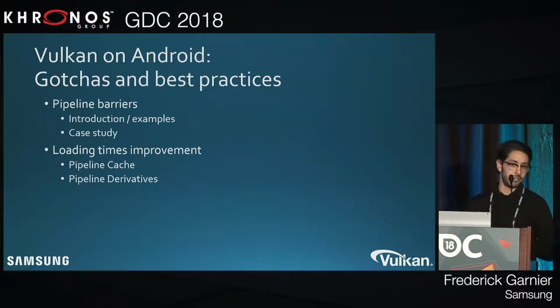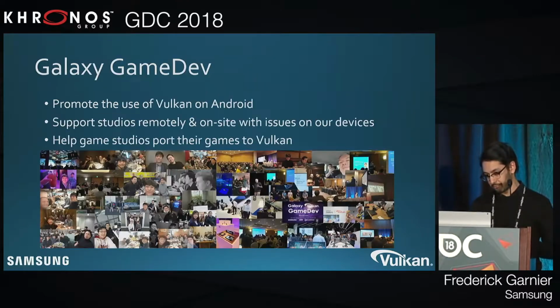So it's a short session, so I'll just go through a simple example and try to see how pipeline barriers make sense in this example. Along with that, I'll give a case study where we made use of pipeline barriers to optimize some performance issues, and along with that, fix some artifacts and so forth. Then afterwards, Ine will cover the loading time improvements, specifically related to pipeline caches and pipeline derivatives.